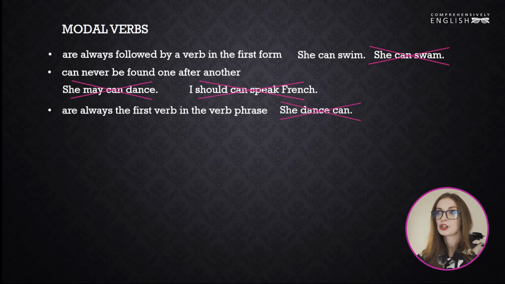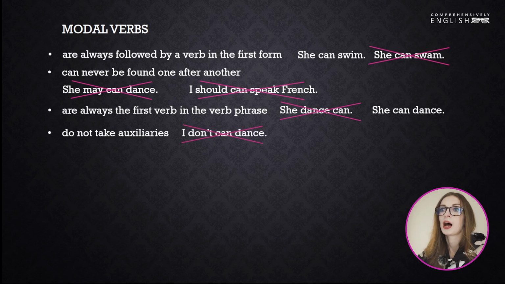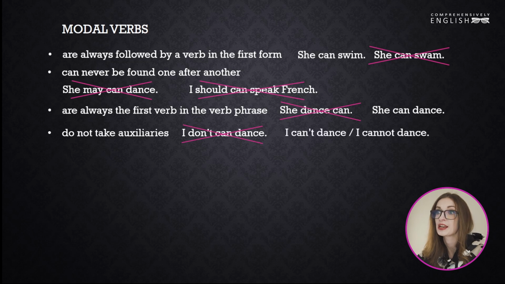You cannot say "she dance can," only "she can dance." Modal verbs are always the first ones, right? Modal verbs do not take auxiliaries because they are auxiliaries. They are called this way, yeah? The modal auxiliary verbs. "I don't can dance." This sentence makes no sense. We should say "I can't dance" or "I cannot dance."